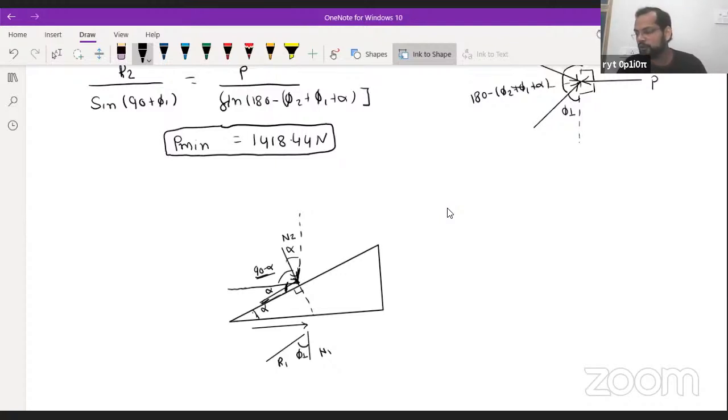Sir, why is N2 not considered? Prince is asking, sir, why is N2 not considered? Prince, if you have studied the concept of friction, this is the normal reaction. But when will friction act? Friction will act only when the surface is rough. Otherwise, normal reaction always acts. So this is N2. If the surface is rough, in that condition friction will also act.